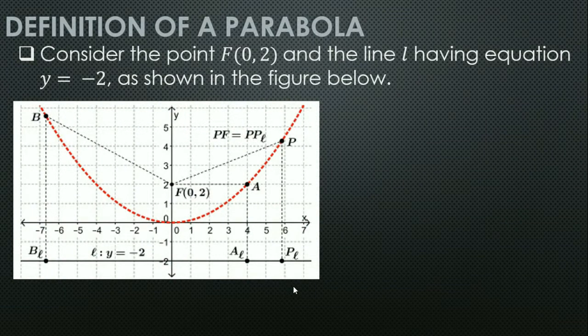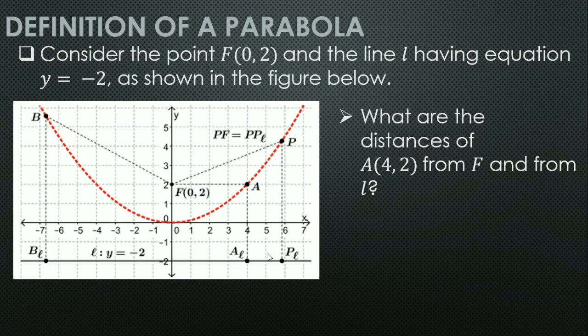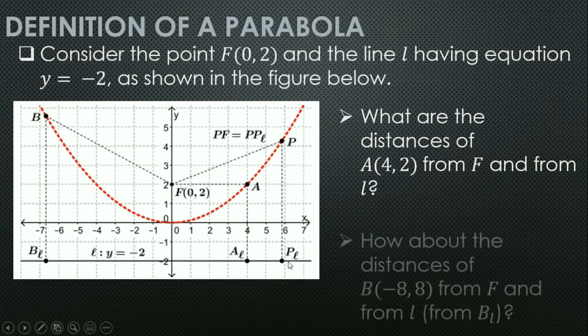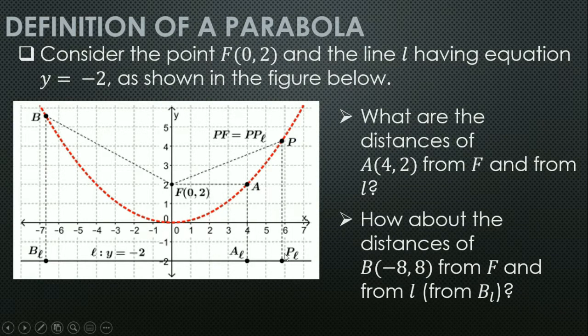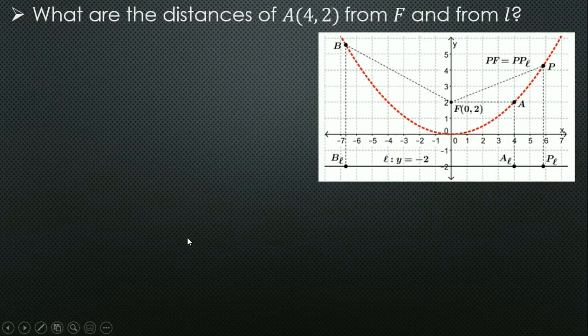Consider the point F and the line L having equation y is equal to -2 as shown in the figure below. So we have here point F, 0, 1, 2. And then ito yung line y is equal to -2. We have questions, what are the distances of point A from point F and the distance from point A to this line? Second question, how about the distances of point B from F and the distance between point B and this line? So for the solution, let's try to pay attention here.